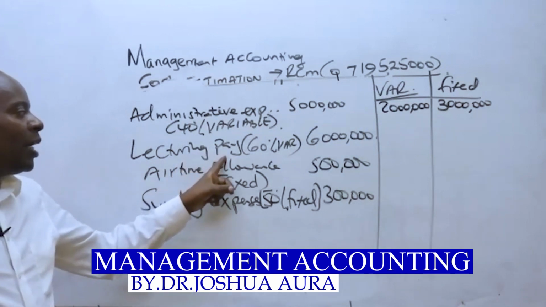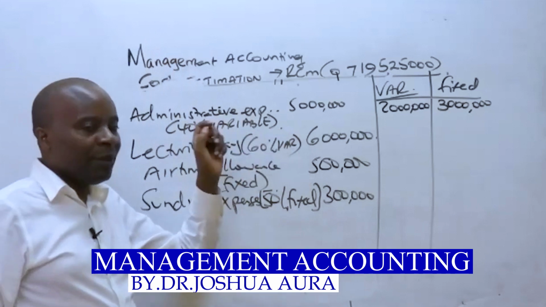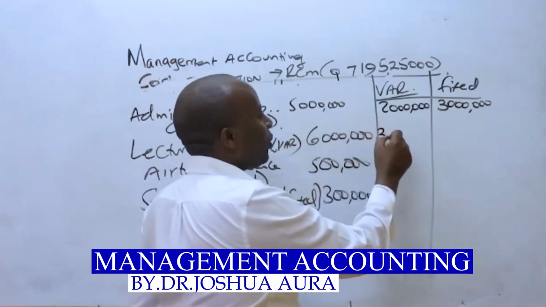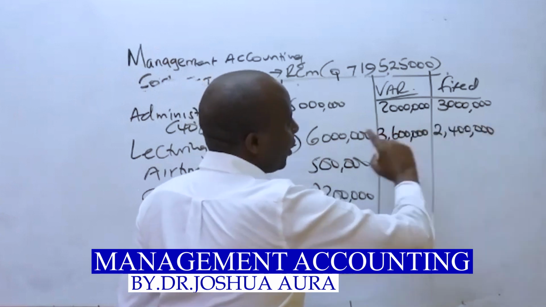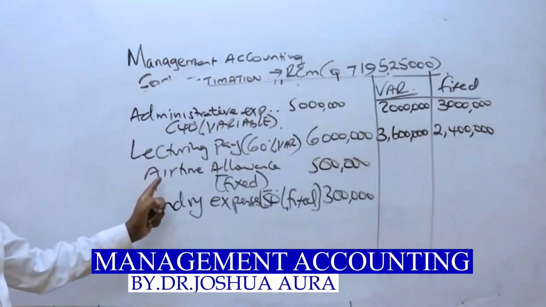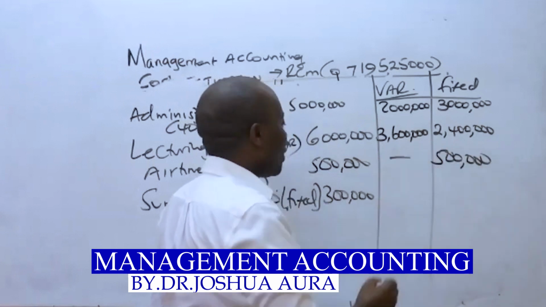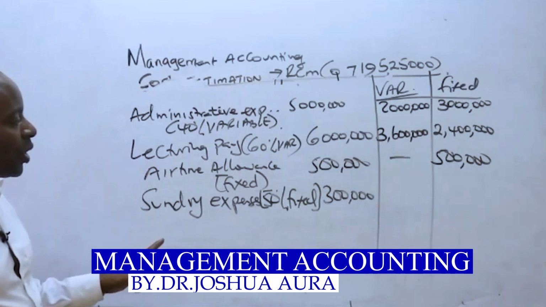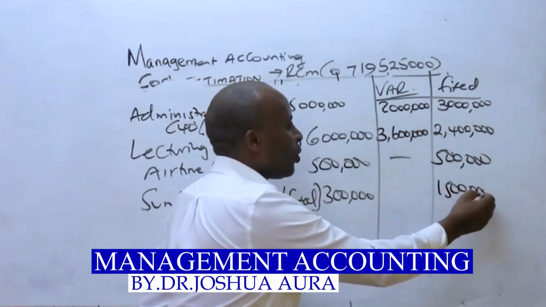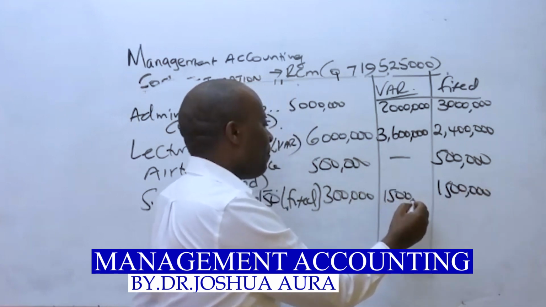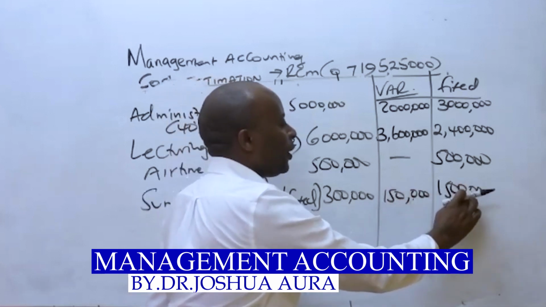Look at lecturing pay. It is 6 million. Out of this, 60% is variable. What is 0.6 of 6 million? 3.6. And then, of course, the balance, 2.4 million, will be fixed. And then we have the airtime allowance. 500,000 should be fixed. And then we have the sundry expenses, of which there are 300,000, of which 50% is fixed. So 150,000 fixed and 150,000 variable, like that.